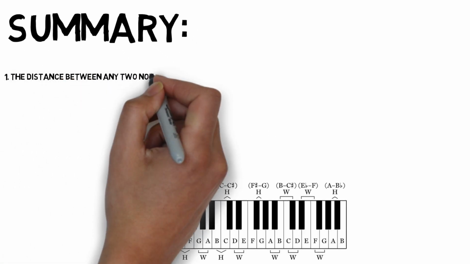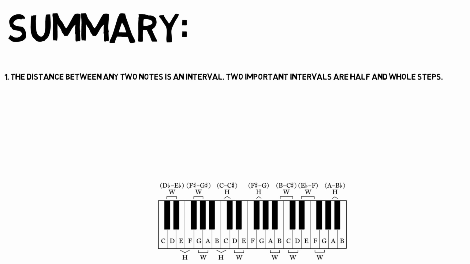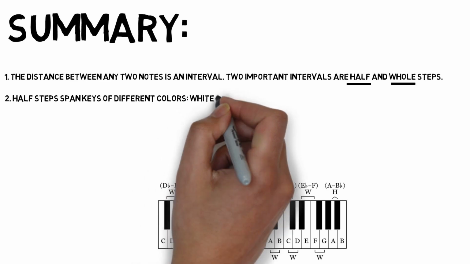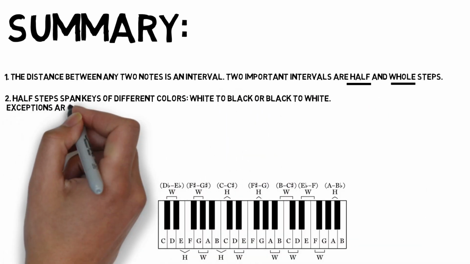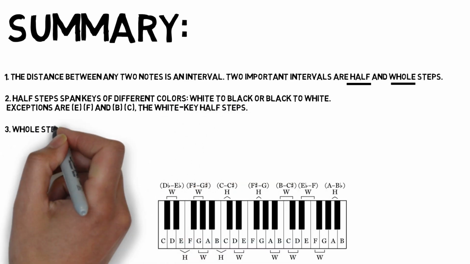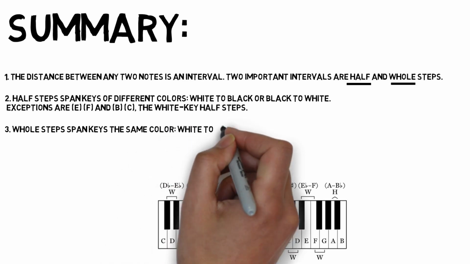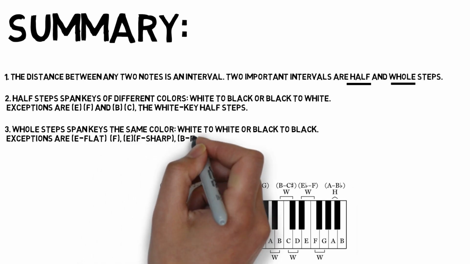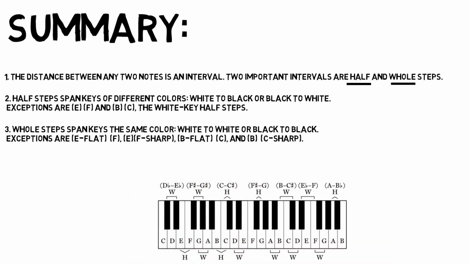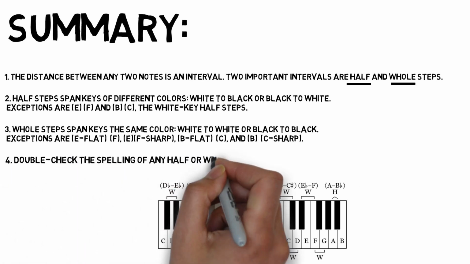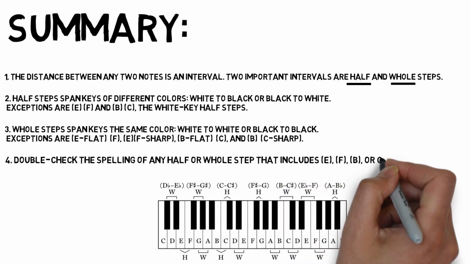Summary. The distance between any two notes is an interval. Two important intervals are half and whole steps. Half steps span keys of different colors, white to black or black to white. Exceptions are E, F and B, C, the white key half steps. Whole steps span keys the same color, white to white or black to black. Exceptions are E flat, F, E, F sharp, B flat, C, and B, C sharp. Double-check the spelling of any half or whole step that includes E, F, B, or C.